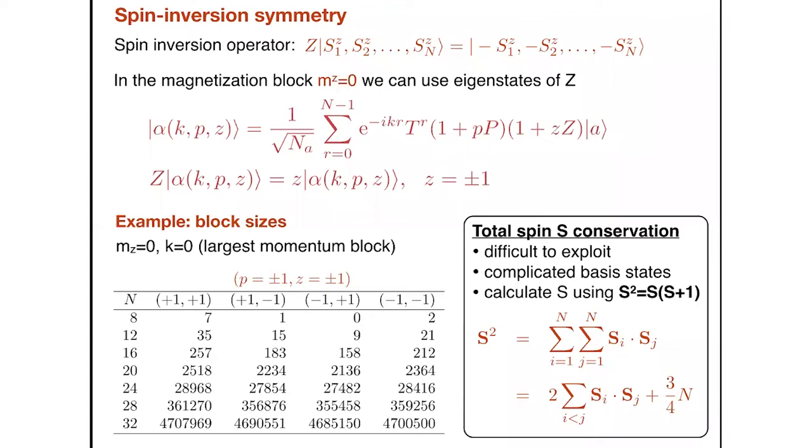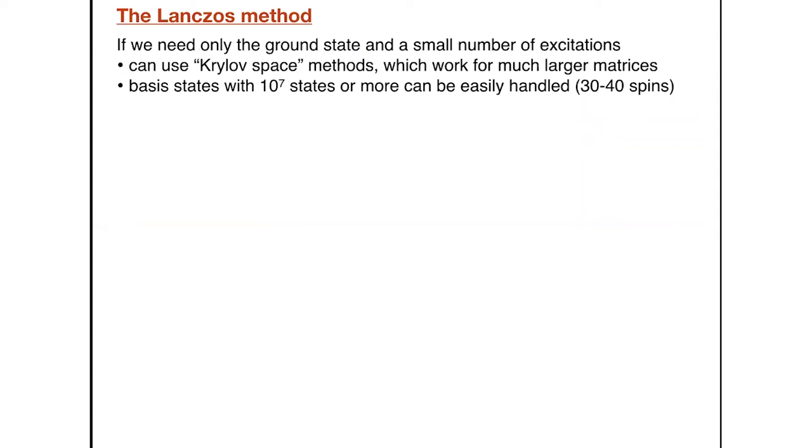As I mentioned, and you saw in this list of states, the matrices become too large. You really cannot even store them. If you have really huge matrices, even the storage is a problem. So then another way to proceed is to say, let's say we are just happy to get the ground state, maybe a few low-lying excitations. Then we can use not full diagonalization, but another class of methods often called Krylov space methods.